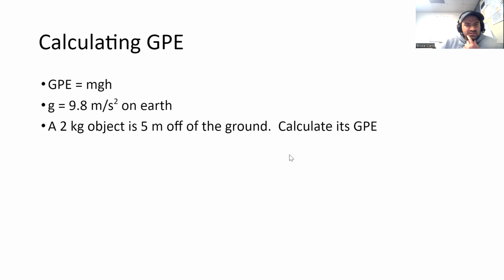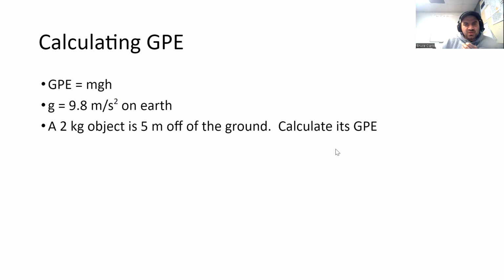How we calculate it is a pretty simple one, just mass times the gravitational constant times height. So gravitational constant is 9.8 meters per second squared times the mass times whatever height it is. So if a 2 kilogram object is 5 meters off the ground, calculate its GPE, that would be 2 times 5 is 10 times 9.8, or it'd be 98 joules is what that potential energy of that object would be.